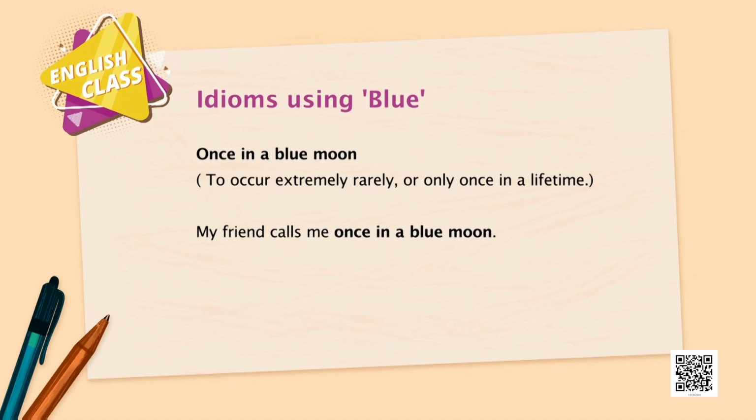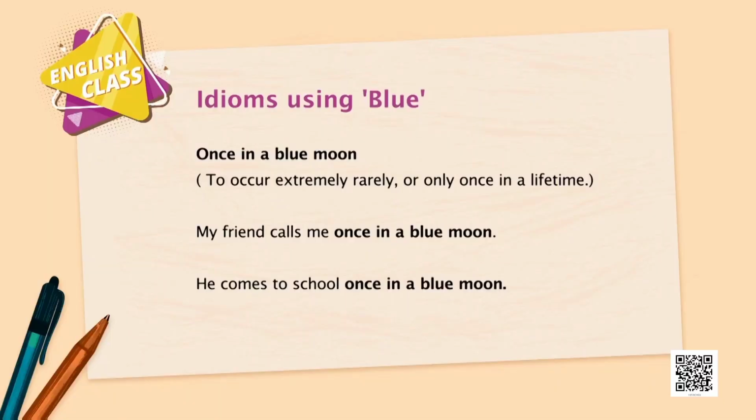Once in a blue moon. What does it mean? To occur extremely rarely or only once in a lifetime. My friend calls me once in a blue moon. He comes to school once in a blue moon. There are some children, some students, who come once in a month, rarely. Then the teacher has to go after them. Now every child has to be in school compulsorily up to class 10. It's the Right to Education Act, because education is the essential component of a nation's development. So, once in a blue moon means once in a lifetime, very rarely.